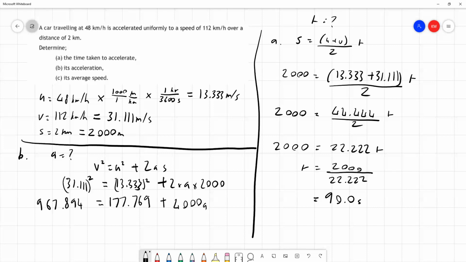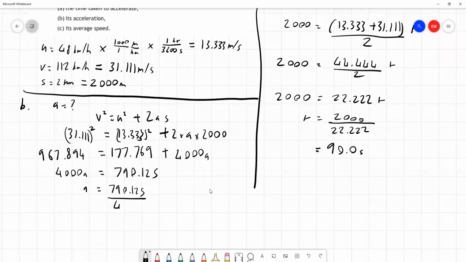If we tidy up what we've got after a plus sign, 2 times 2000 times a, we've got 4000 a. So this means that 4000 a is going to be equal to the other two numbers subtracted, so our 967.894 minus 177.769. And that leaves us with 790.125.